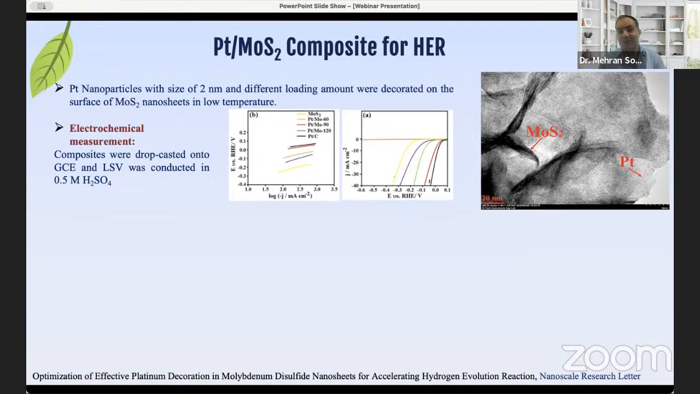I don't have any experience with OER, I'm working on HER. But I read in some articles that, especially in alkaline media, OER is not a challenge because they found something for OER. HER is still challenging.